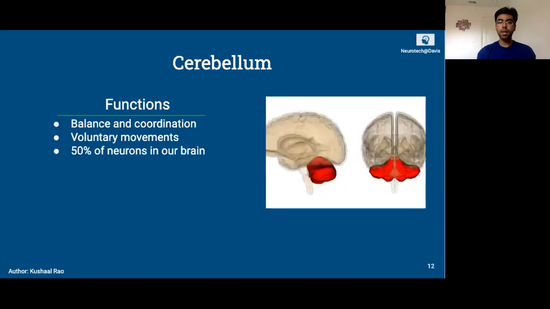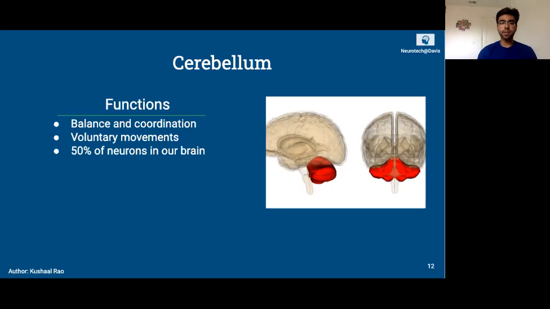Then you have the cerebellum. And the cerebellum is responsible for voluntary movements and balance and coordination. So you can think of it as having an internal model of how your body moves. So it automatically has an intuitive model for friction, resistance, gravity, all of those things that help you balance and orient yourself is part of the cerebellum. And just a fun fact, it has 50% of the neurons in our brain.